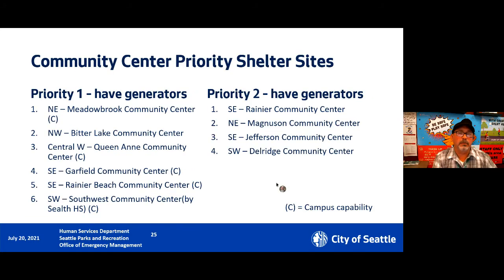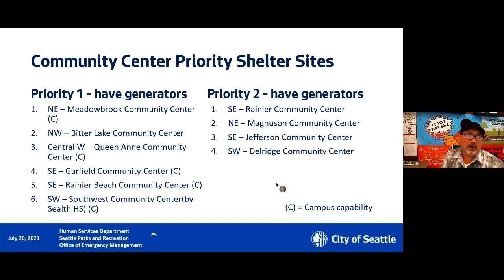Our community center priorities that have generators, our Priority 1 community centers, we have 6 of them. We have Meadowbrook Community Center in the northeast section of the city, Bitter Lake Community Center in the northwest section. We have Queen Anne Community Center kind of in the central west. We have Garfield Community Center that's located in the southeast section of the city. Rainier Beach Community Center that's also located in the southeast section of the city, and Southwest Community Center that's in the West Seattle Southwest area.